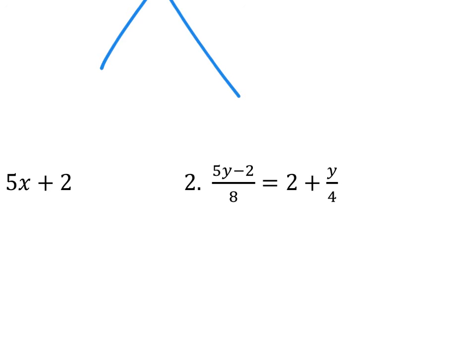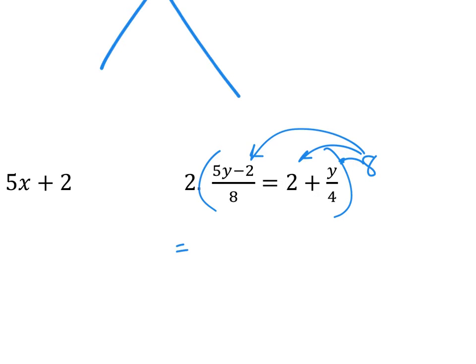If you look at the fractions right now, we have an 8 and 4 in the denominator, so the least common denominator would be 8. So then what we do is we distribute the 8 to every single term. And when I say every single term, I mean every single term. So don't forget that.